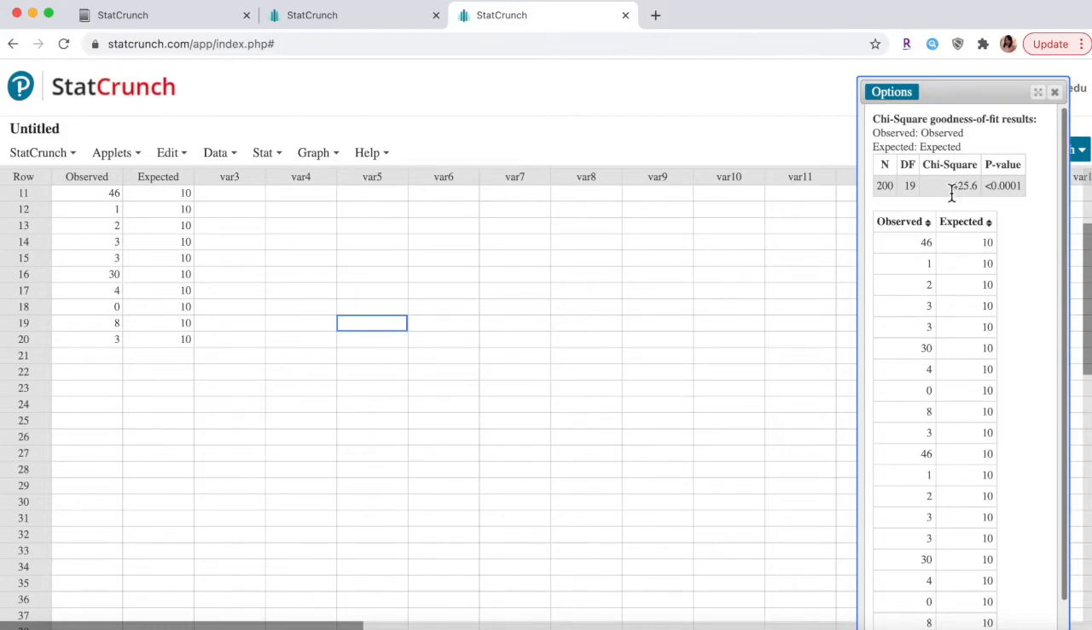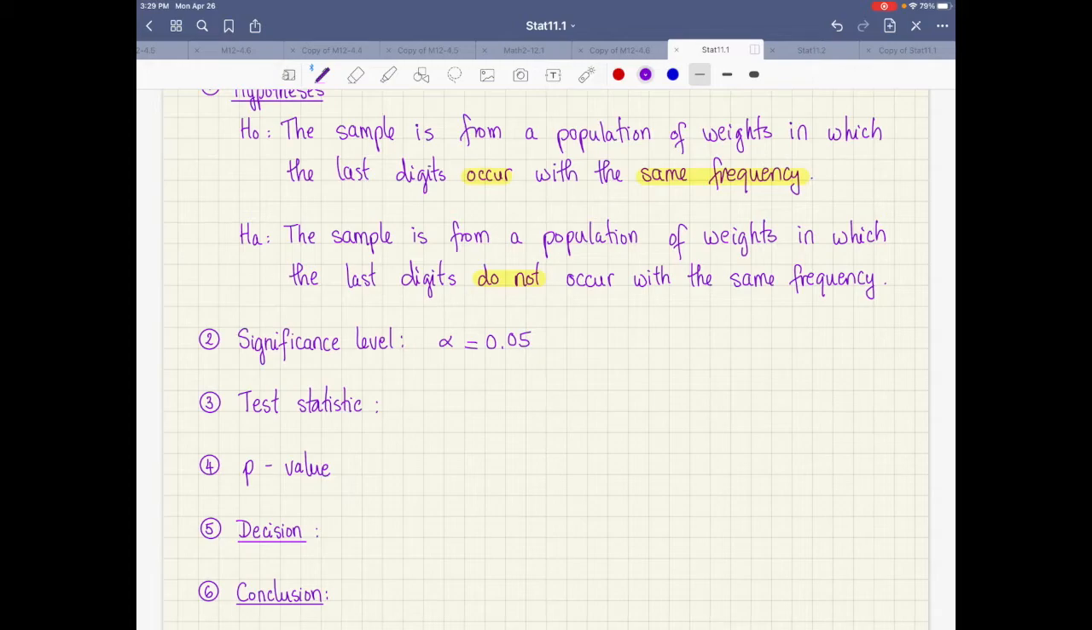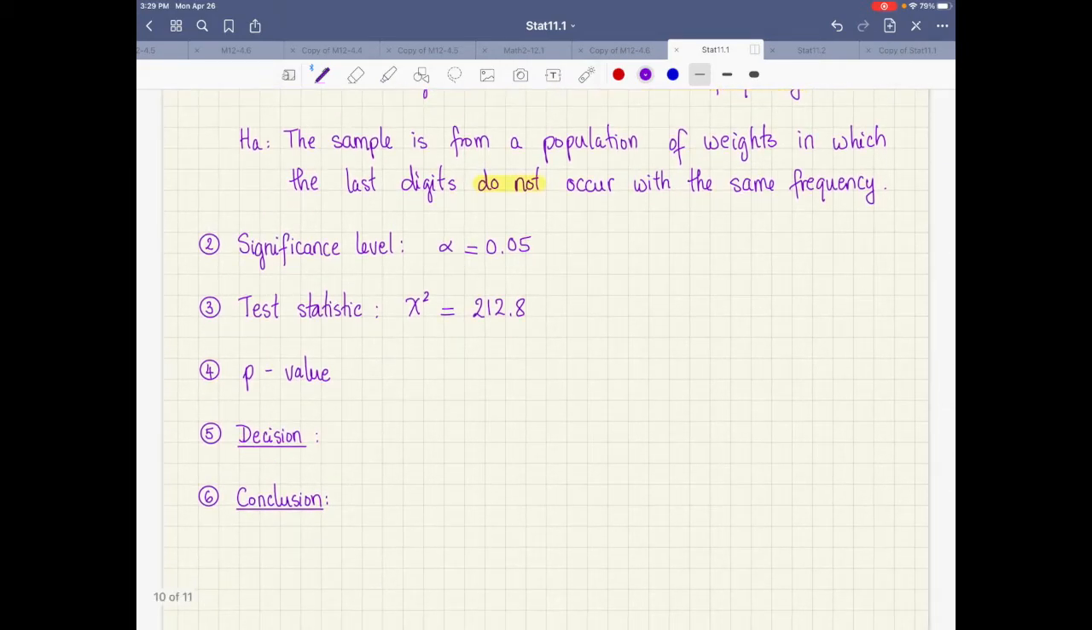This is your test statistic and this is your p-value. Test statistic is chi-square equals 212.8. For the p-value, they don't give me the actual p-value. They just say that my p-value is less than 0.0001. If the p-value is less than 0.0001, it's also less than 0.05. So I do reject my H0.